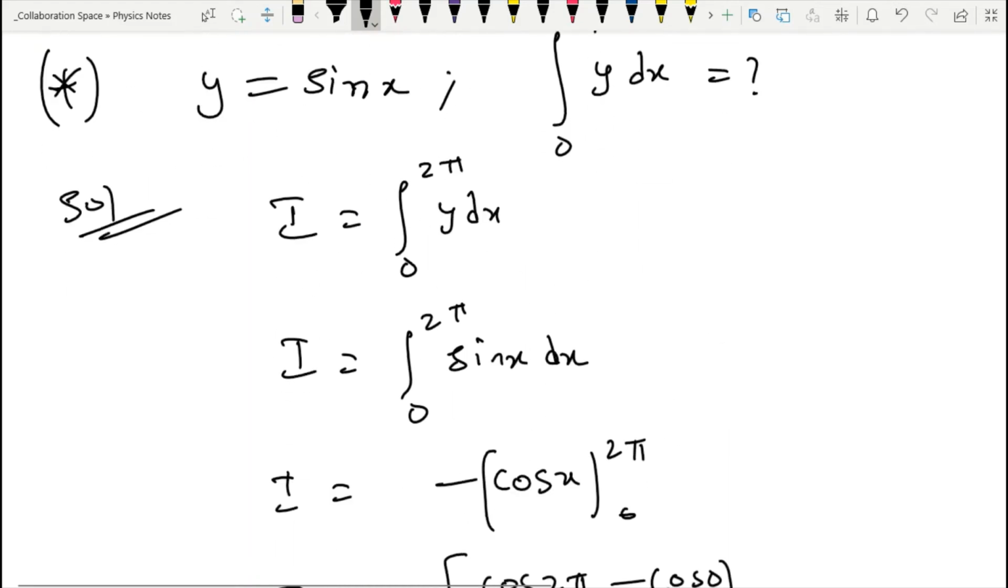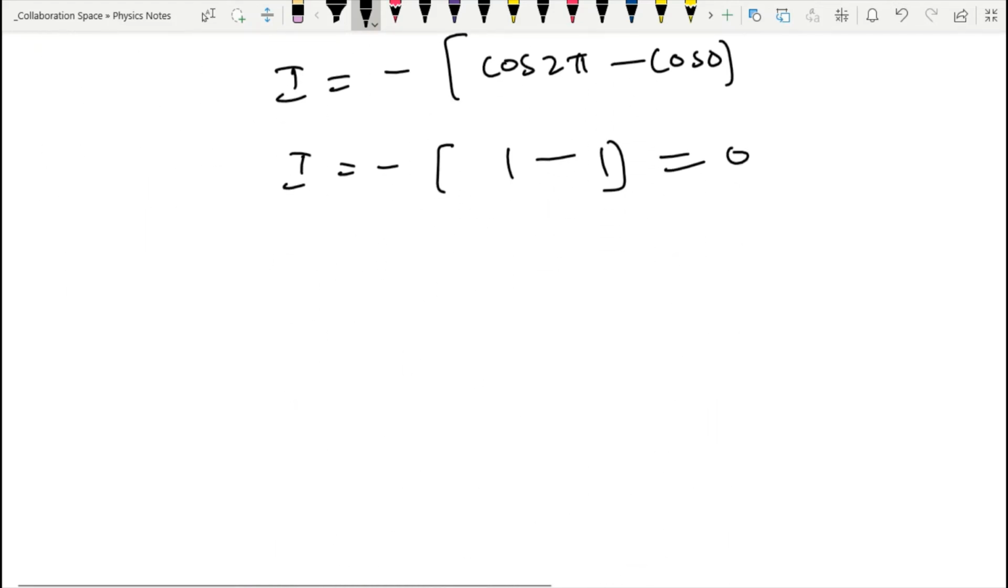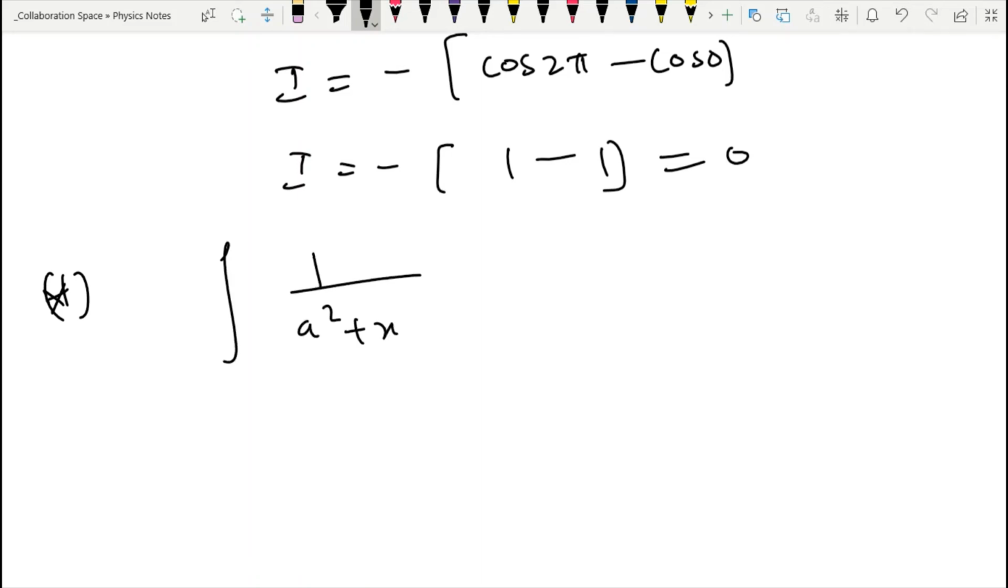No, sir. Let us move to the next one. Integration of 1 by a square plus x square into dx. I need to compute this value from 0 to 1. So I am going to replace this a with 1. So what is the value of this integration? Compute and tell me the value of the integration. Integration 0 to 1 dx by 1 plus x square. What is the value?